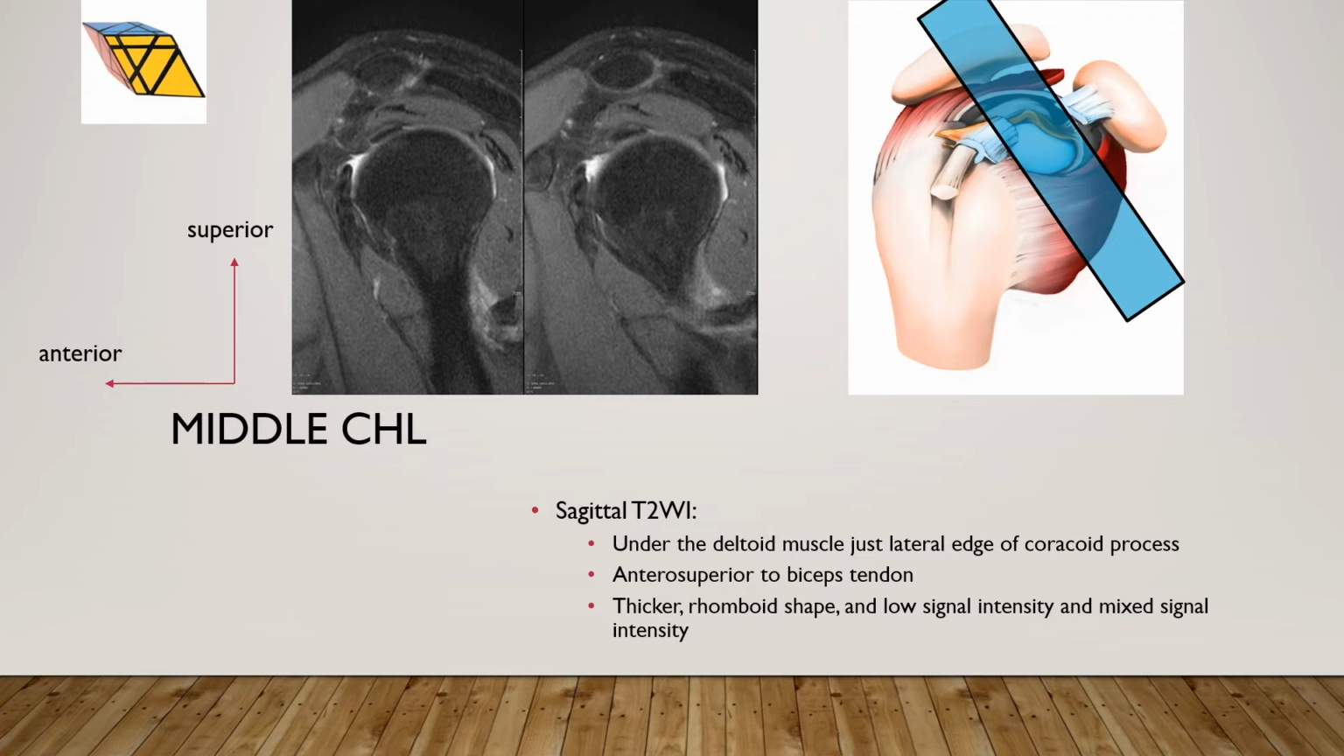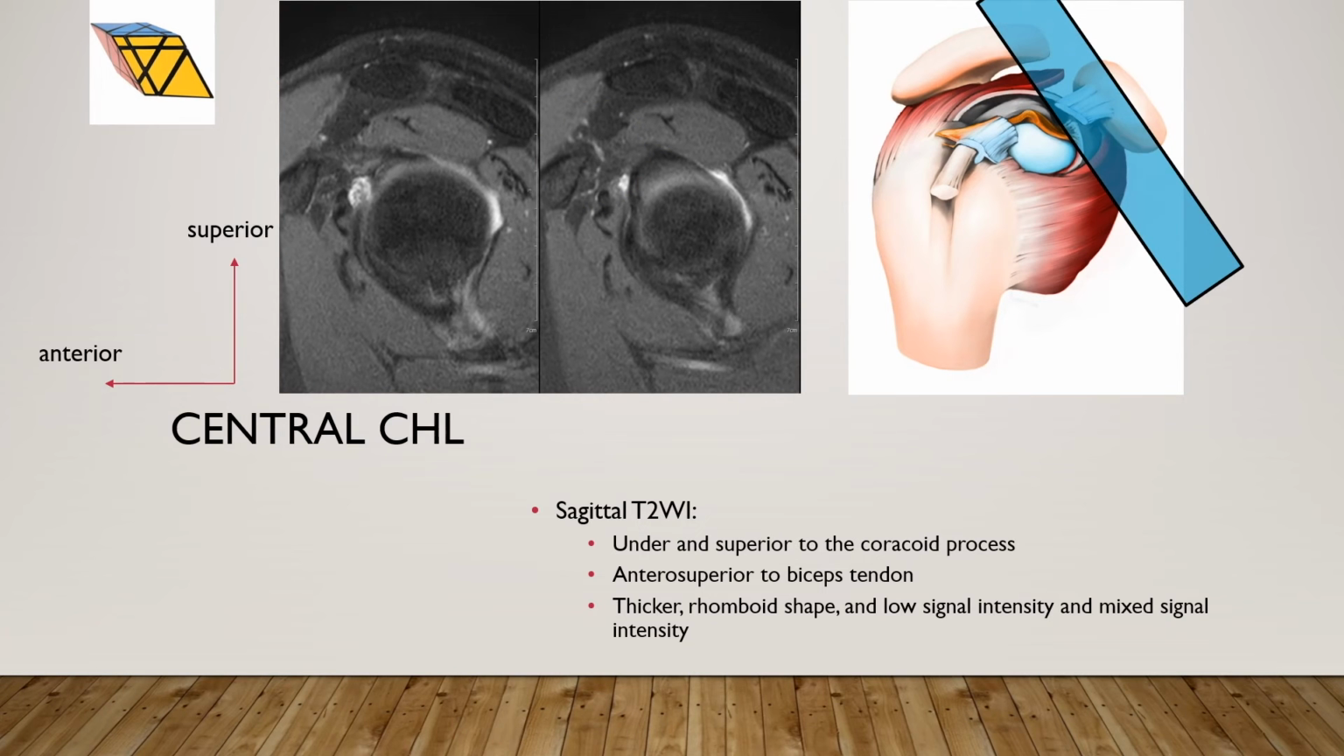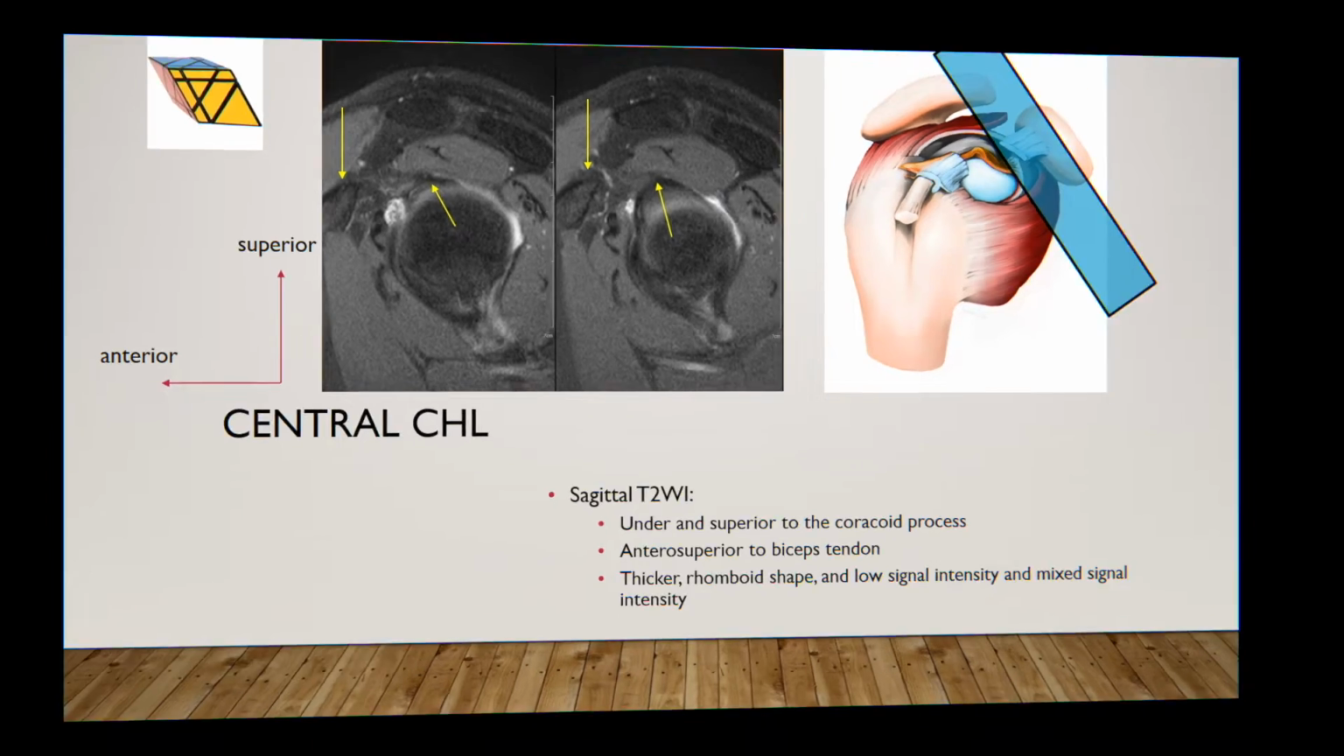Middle coracohumeral ligament is located under the deltoid muscle, just at the lateral edge of the coracoid process. It is located anterior superior to the biceps tendon, and it becomes thicker, with a rhomboid shape and mixed signal intensity. Central coracohumeral ligament is located under the coracoid process and anterior superior to the biceps tendon. Signal intensity is similar to the middle coracohumeral ligament.